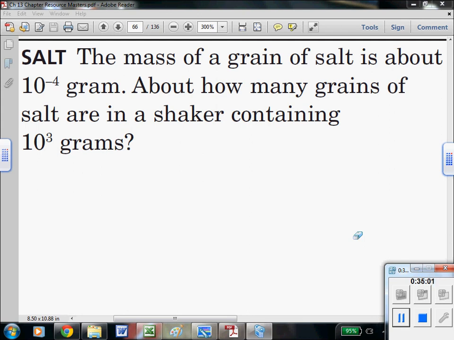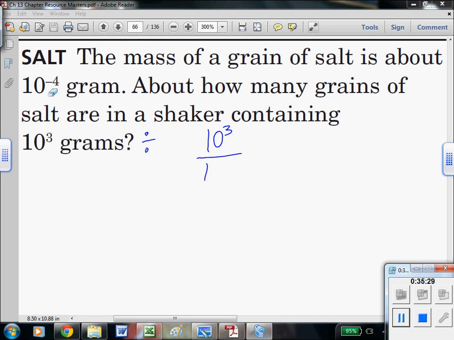The mass of a grain of salt is about 10 to the negative 4 gram. That's the mass of 1 grain. About how many grains of salt are in a shaker containing 10 to the 3rd grams? Grams is a weight. That's not grains. Grains is counting, like 1 grain of sand or 1 grain of salt. And grams is a unit of measure for weight or mass. So they're saying this is how heavy one of them is, this is how heavy all of them are in the container. So how many of them?